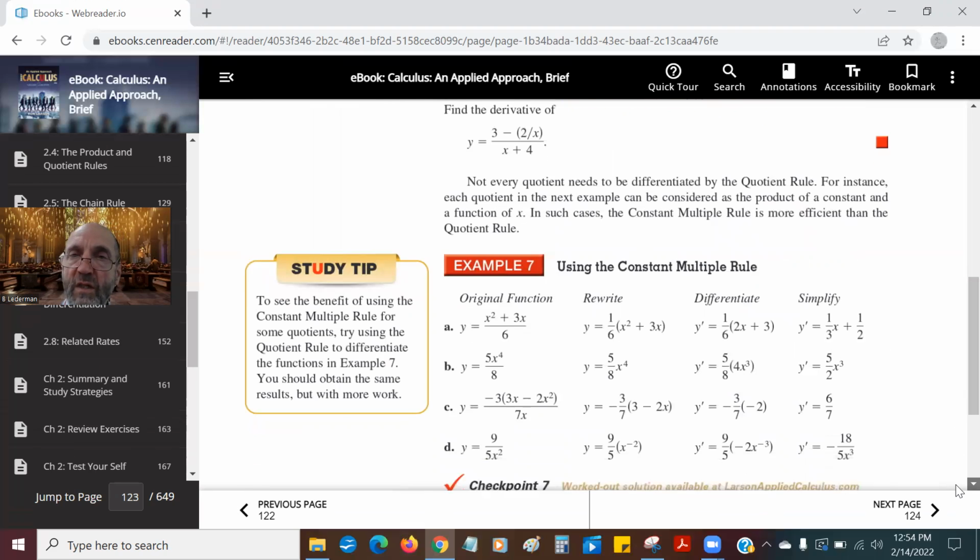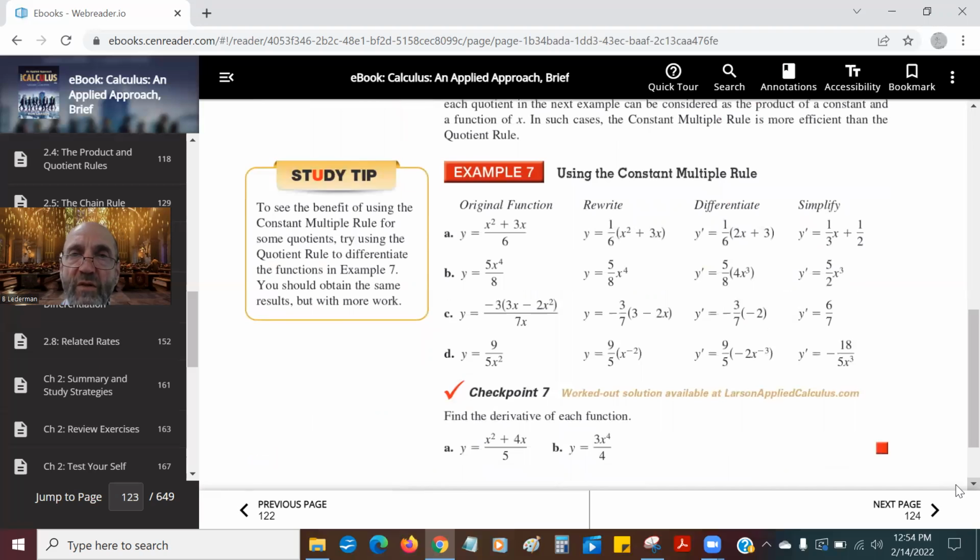Okay, let's look at the constant multiple rule. Well, we know that already, don't we? Well, here's our function. Write it as 1/6 of this guy. Take the derivative of the inside and multiply it by that same 1/6, and then just distribute it, and I get 1/3 x plus 1/2.